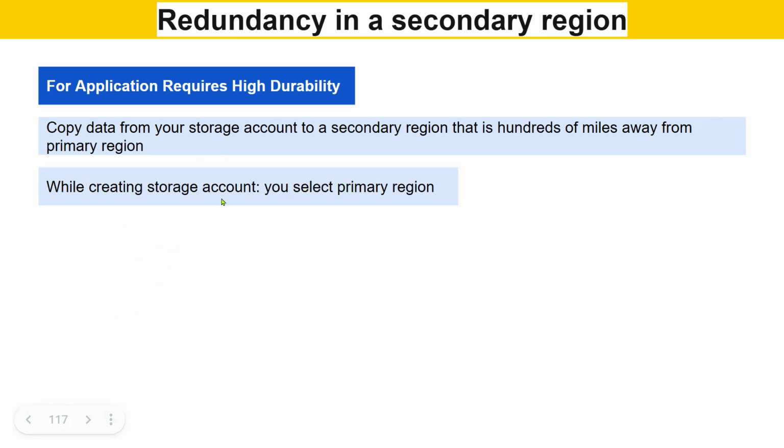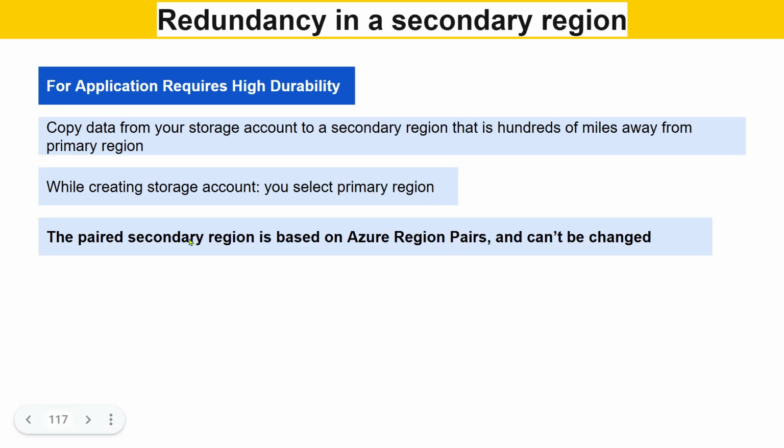While creating a storage account, you select the primary region. So while I'm creating a storage account, I'll be only selecting the primary region. Let's say I've selected Pune as my primary region. The moment I have selected, the secondary region is based on Azure region pairs and cannot be changed. You cannot decide what should be the secondary region. That is already decided by Azure region pairs. So based on that only you will get a secondary pair.